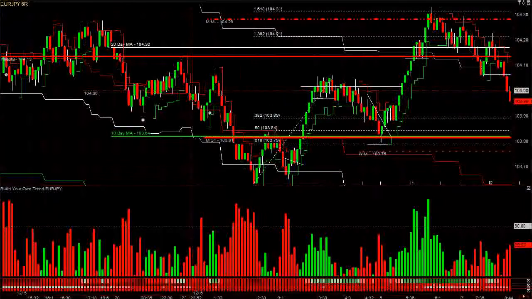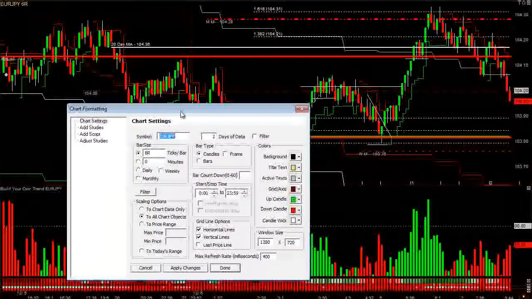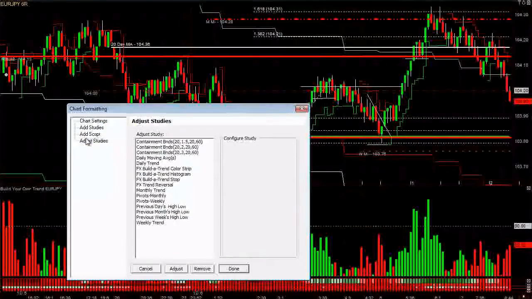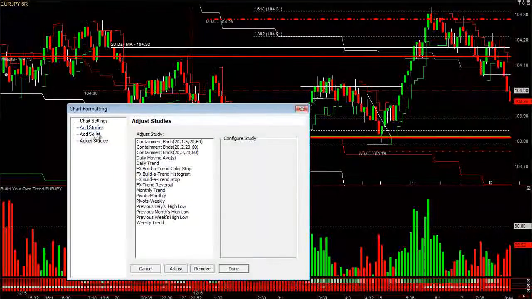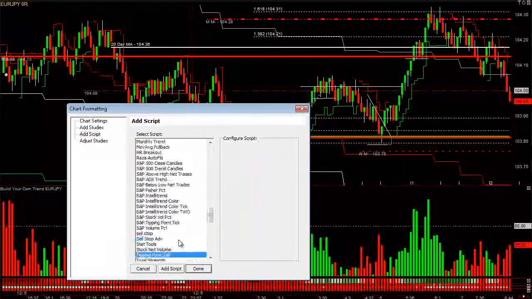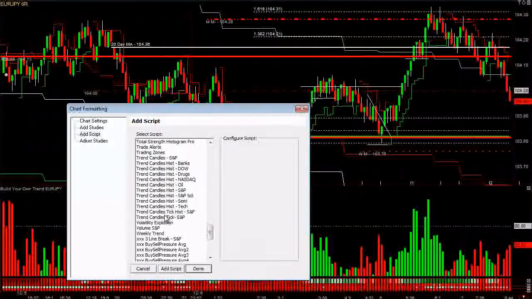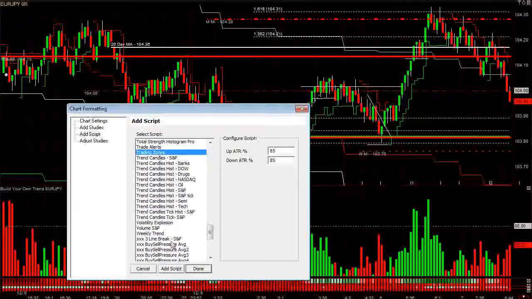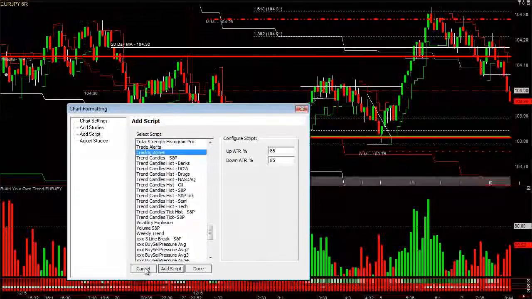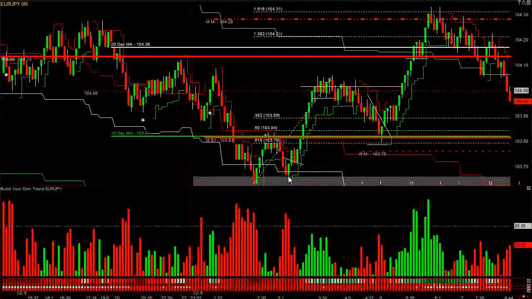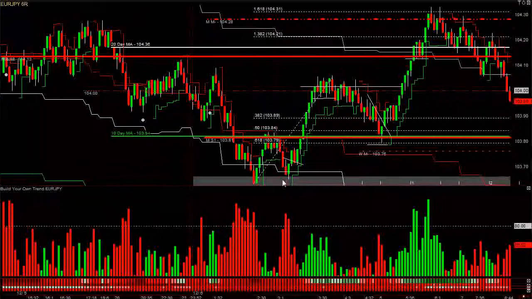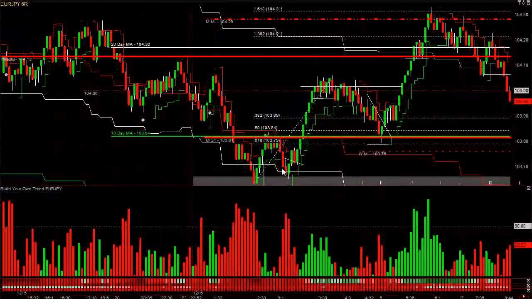I don't think this chart has the trading zones on it, so it's a good thing that I can add it to it right now so you can see how to do it live. Go to trading zones, oops, and simply hit add script, and then you can see it on your chart. These are very high probability areas to buy at, especially if they're at and underneath the lower containment band.